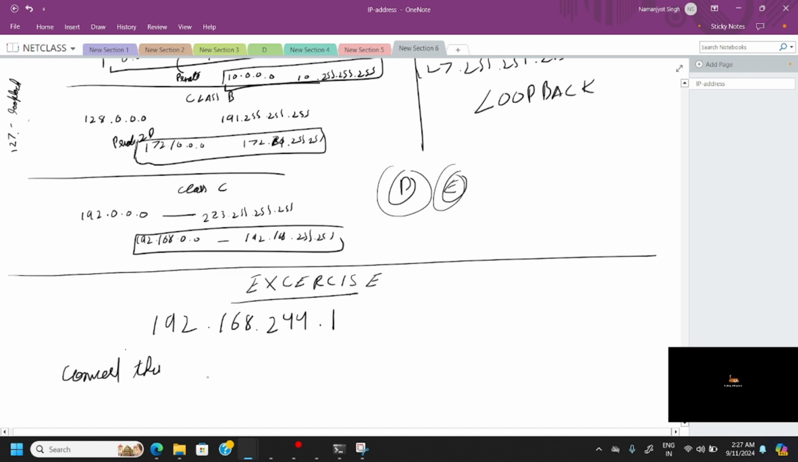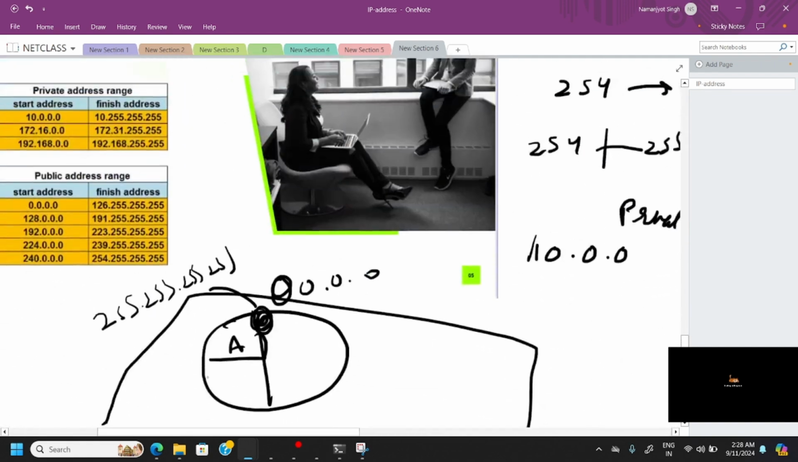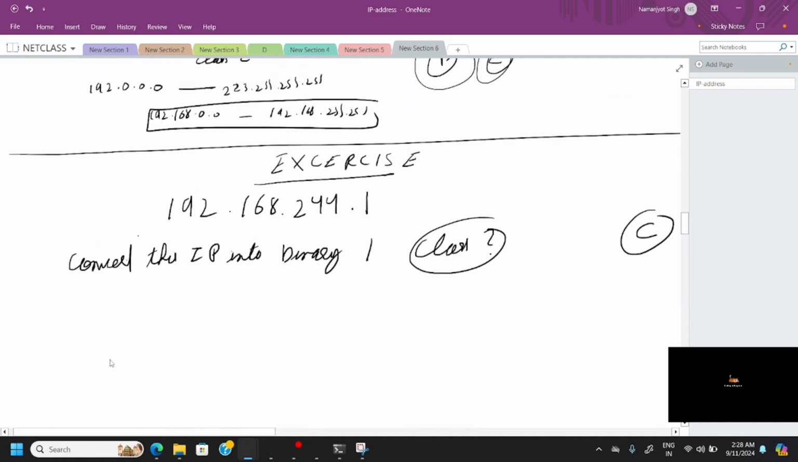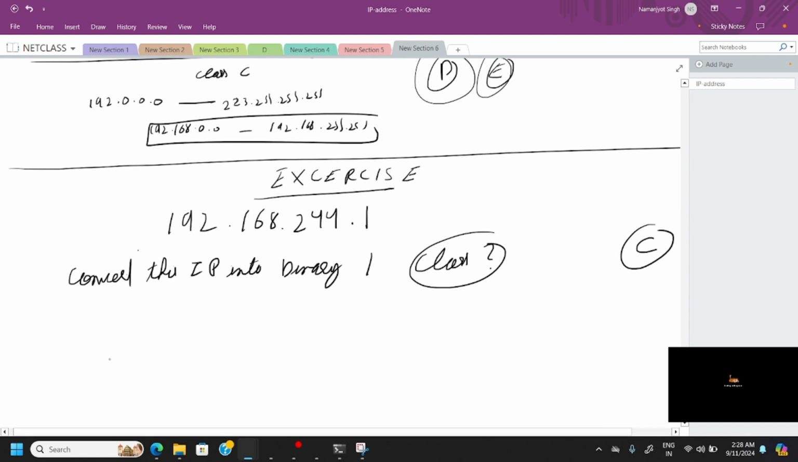Let's convert this IP into its real format, that is binary. And what class is this IP address? So let's talk about this class first. 192.168.244.1 comes under class C. How? See this table. 192.168.244.1 is coming under this category. So it is a class C IP address, and talking about its representation, 192 is represented as 192.